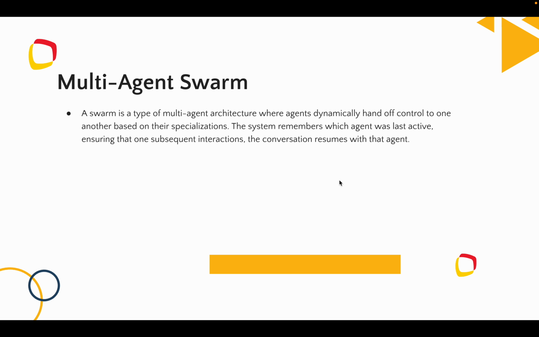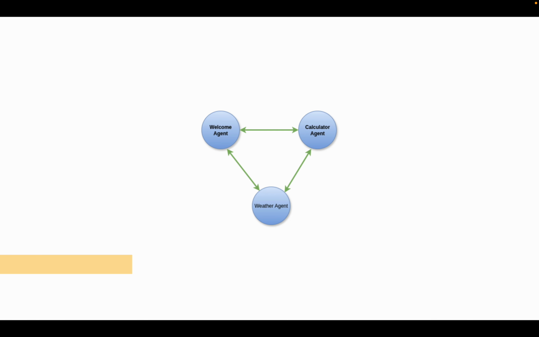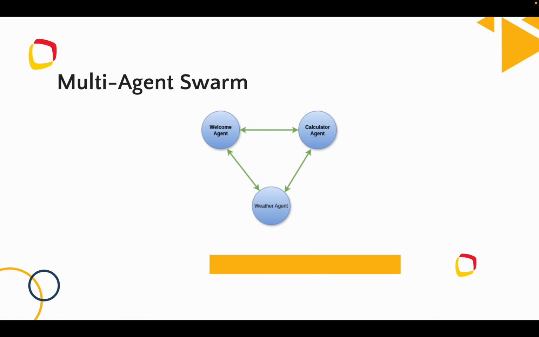Let's look at the definition. A swarm is a type of multi-agent architecture where agents dynamically hand off control to one another based on their specialization. The system remembers which agent was last active, ensuring that on the subsequent interaction the conversation resumes with that agent. So just a definition, and we can discuss it more. Just have a look at this particular diagram, what happens.